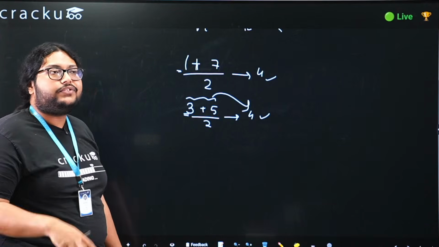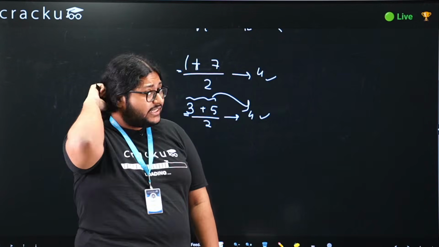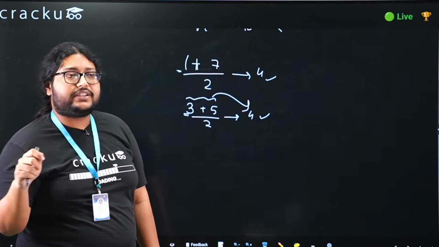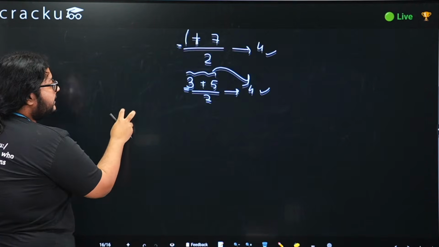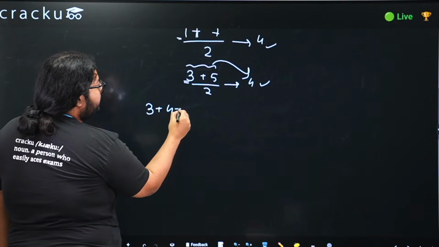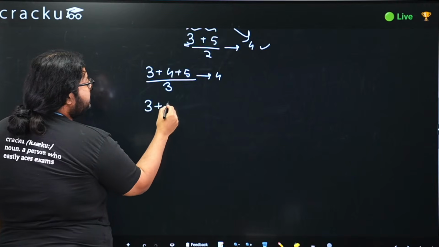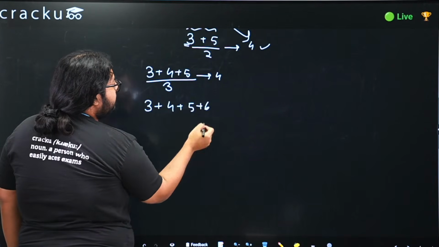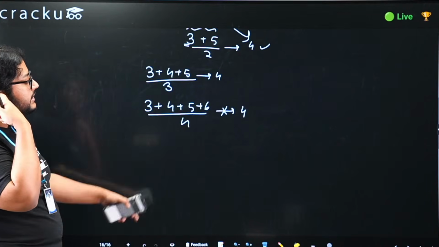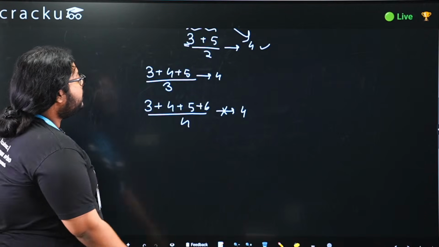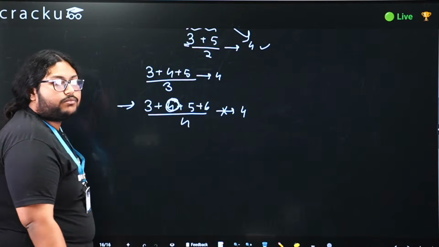And also another thing for averages: for an even number of terms, if all the numbers are consecutive, then the average cannot be one of the numbers. What I mean is 3 plus 4 plus 5 divided by 3 gives me 4, but 3 plus 4 plus 5 plus 6, this is not 4. Because we want the average to be 4, in the numbers we cannot actually have 4.